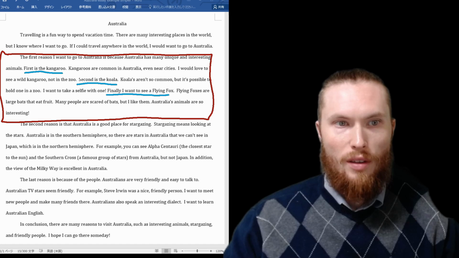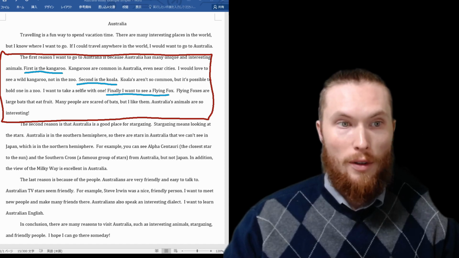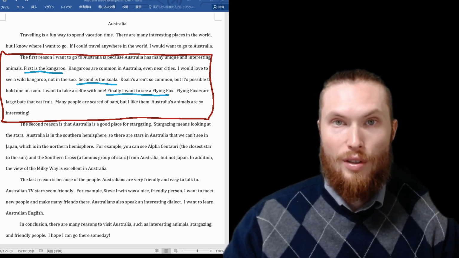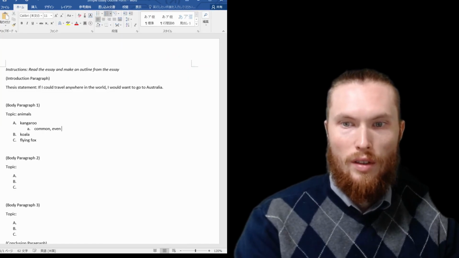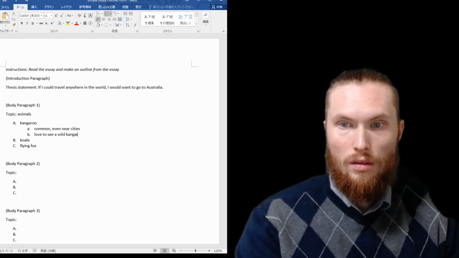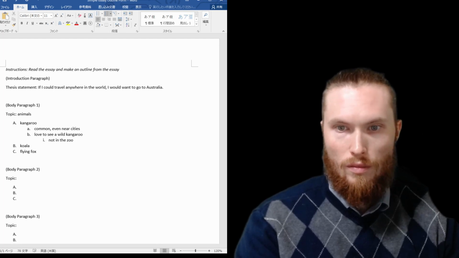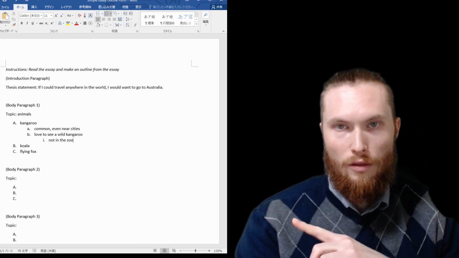Alright, information about the kangaroo. Kangaroos are common in Australia, even near cities. I would love to see a wild kangaroo, not in the zoo. So let's add that information about the kangaroo into the outline. The first thing was, kangaroos are common, even near cities. Love to see a wild kangaroo, not in the zoo. So this is the information about kangaroos from that body paragraph.